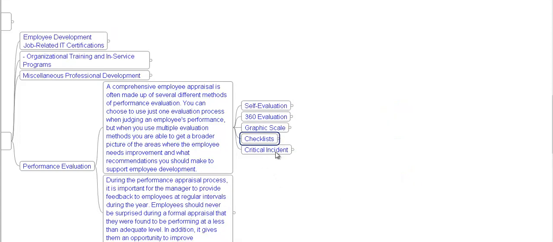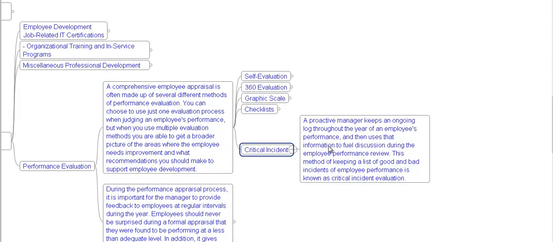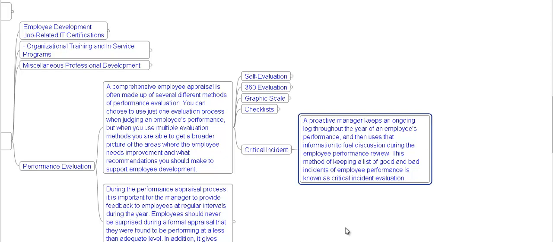Critical incident. A proactive manager keeps an ongoing log throughout the year of an employee's performance and then uses that information to fuel discussion during the employee's performance review. This method of keeping a list of good and bad incidents of employees' performance is known as critical incident evaluation.